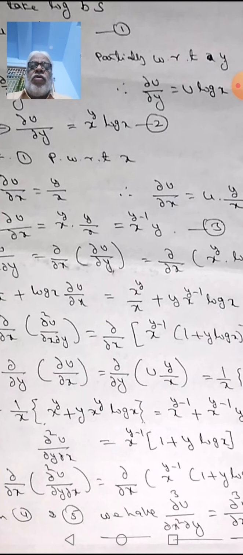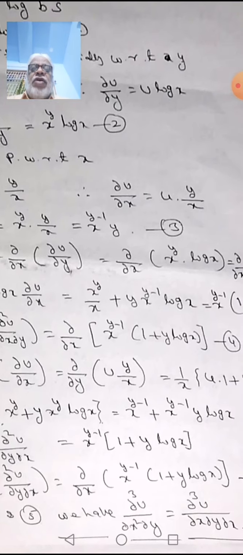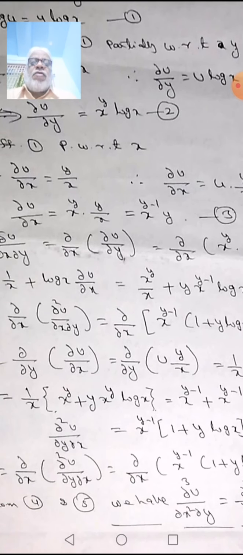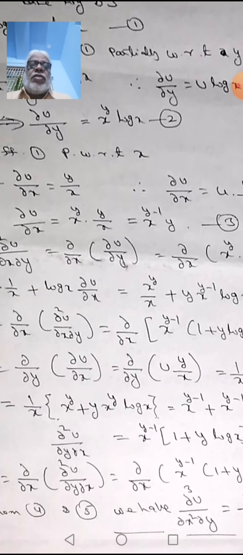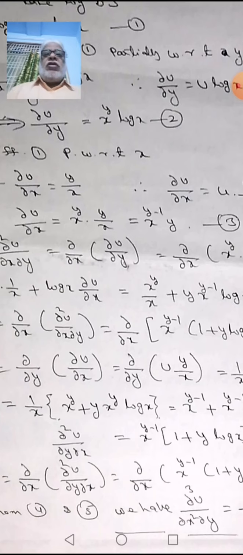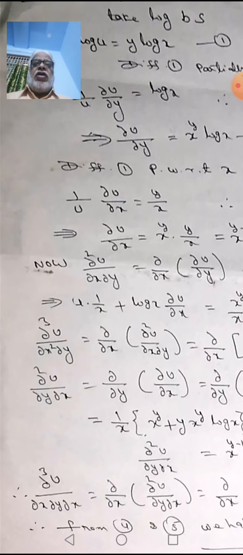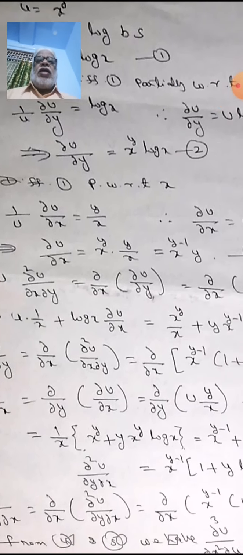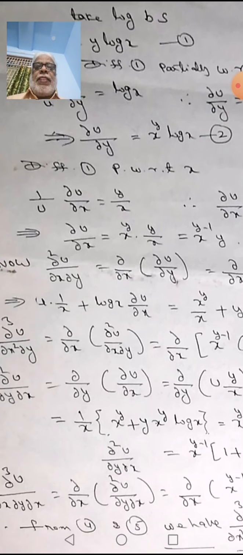What is ∂u/∂x? u is x power y, so x power y into y by x. That means x comes up, that is x power y minus 1 into y. This is the third equation. This is ∂u/∂x, and that is ∂u/∂y.